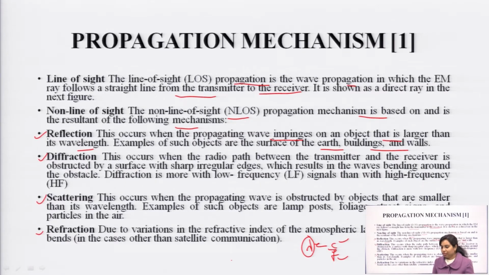The second one is diffraction. Diffraction occurs when the radio path between the transmitter and receiver is obstructed by a surface which has sharp irregular edges, like the edge of a wall, the edge of a building, or the edge of a hilly area. That is known as diffraction, which results in waves bending around the obstacles.